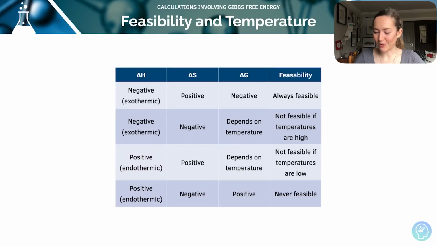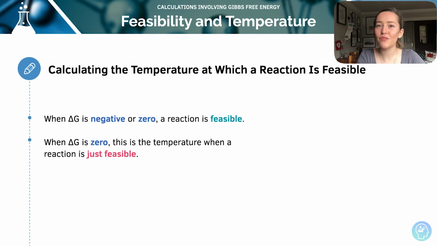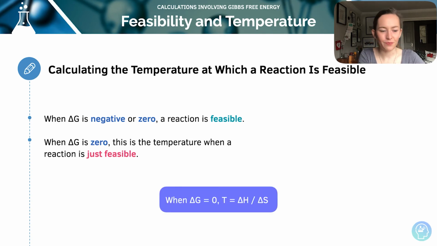Here's what we've just talked about summarised into a table. Now, calculating the temperature for when a reaction is feasible. When the Gibbs free energy is 0, this is the temperature at which the reaction is just feasible. So we can use that to create an equation. If Gibbs free energy is 0, that means that temperature is equal to the enthalpy change divided by the entropy change. Let's have a go at a calculation to put that into practice.